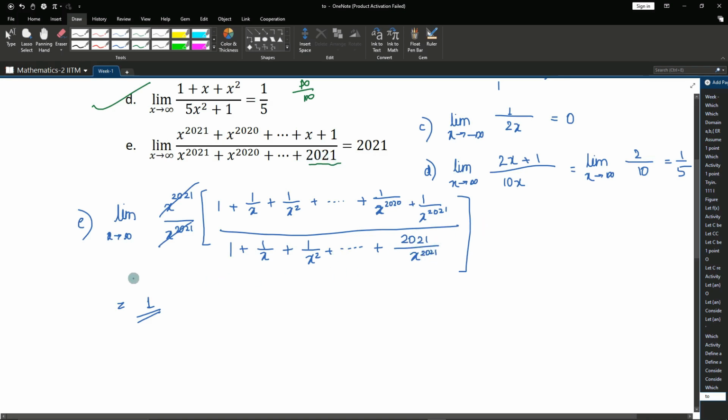So now if I substitute infinity as the limit, what will happen? All the 1 by x forms, wherever I have infinity, will be equal to 0. So this term will be 0, this term will be 0, and all the terms will be equal to 0, right? So what is remaining is this 1 in the numerator and 1 in the denominator. So the final answer is 1, but they have given it as 2021. So this option is wrong.